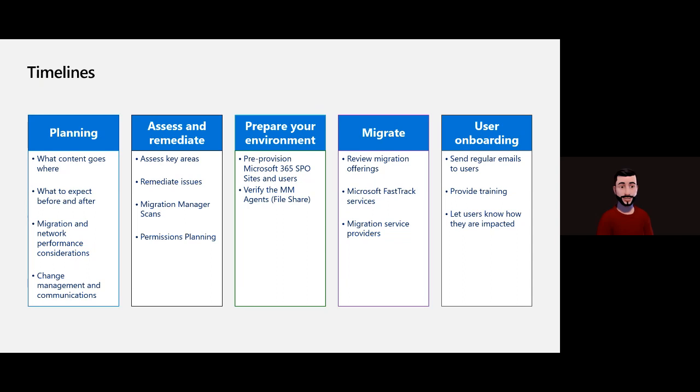Now, assessing and remediating, right? After we learn from the reports on Migration Manager, if there are any issues to remediate or anything we need to address, this is where we handle and remediate before even starting the migration. So if there are any permissions that are going to change, or any permissions that were missing, we remediate those and we move forward to preparing our environment. And in that category is pre-provisioning the Microsoft 365 SharePoint sites, as well as the OneDrive for Business profiles.